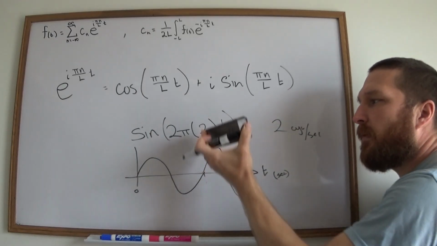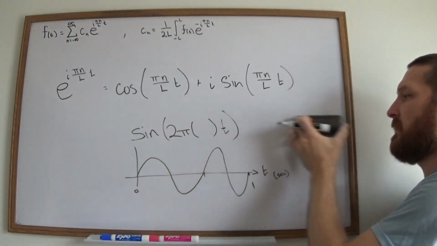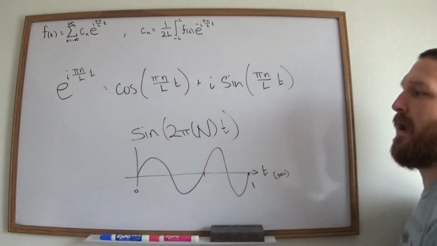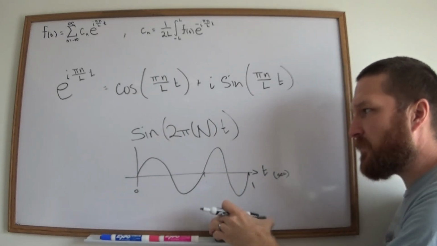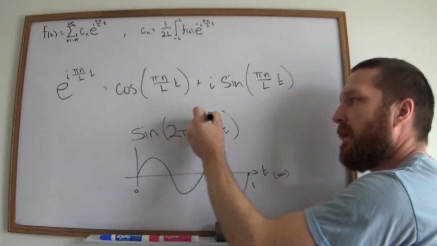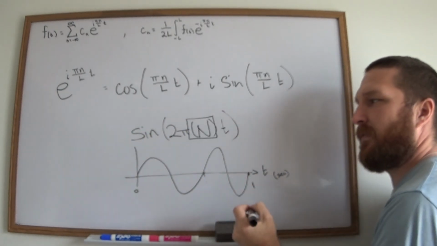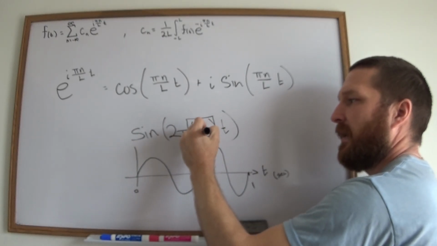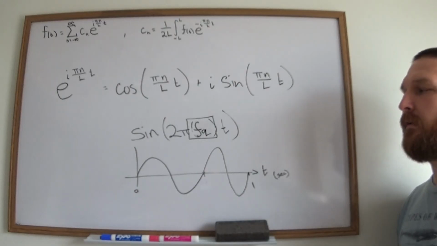And indeed, whatever number I plug in here, let's call it big capital N, whatever that happens to be, it's going to make N full cycles in 1 second. So whatever that number is, that is the frequency. I'm going to write FQ for frequency, okay?